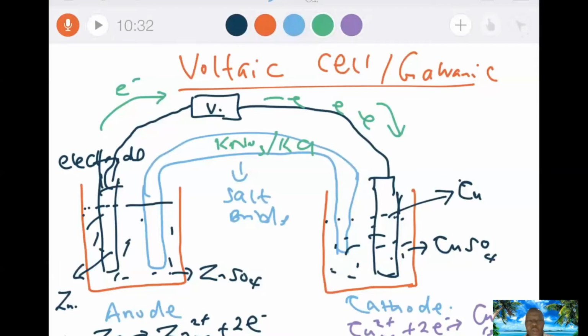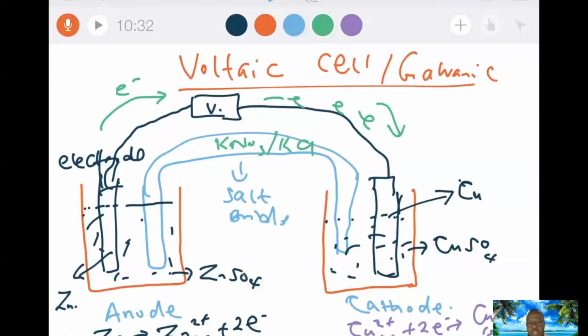Now, how do you know? The question is, how do you know that this is the anode, this is the cathode? Why not the other way around? Should we memorize and just say this is the only galvanic or voltaic cell we have to be worried about? Suppose we have other elements other than zinc and copper.